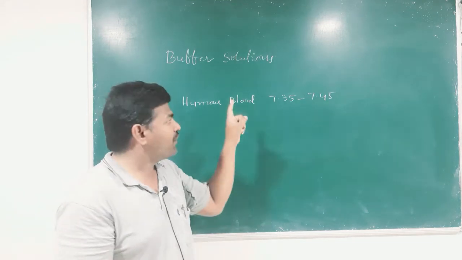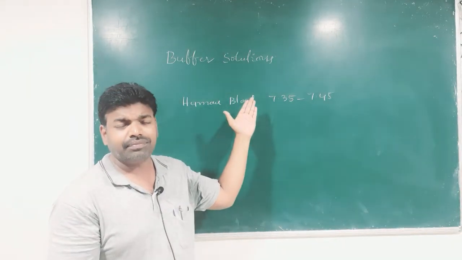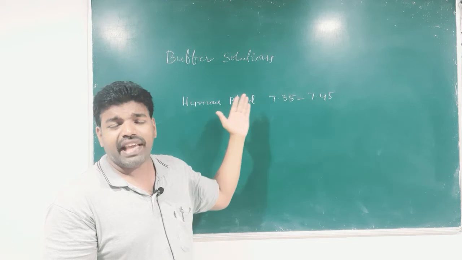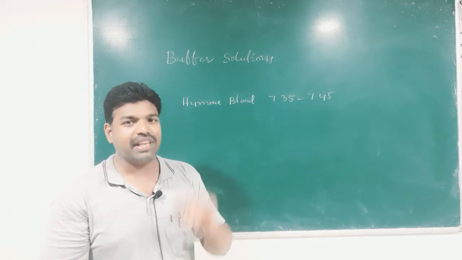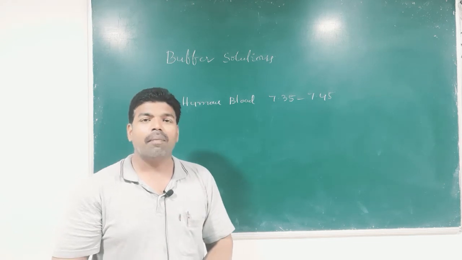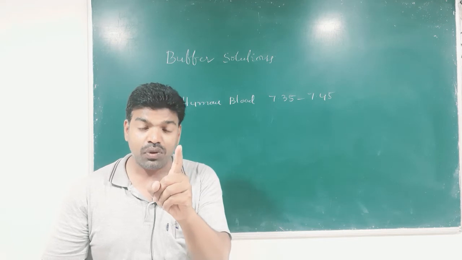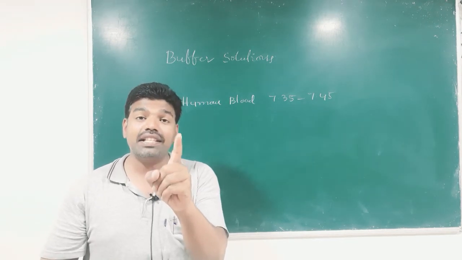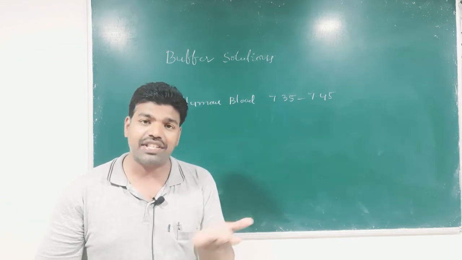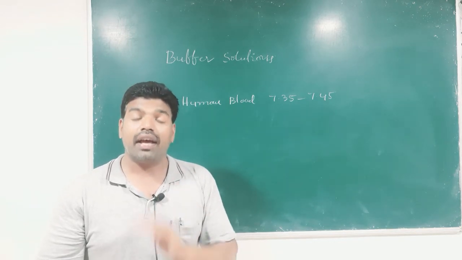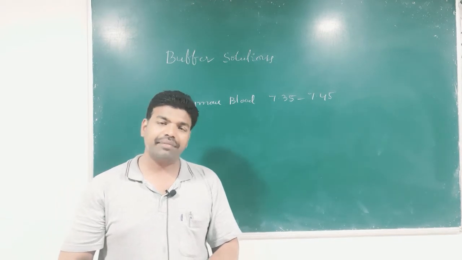So, in the case of human blood, the carbonic acid and bicarbonate anion buffer maintains that pH range. Therefore, a buffer solution is one which resists any change in pH on dilution or by addition of acid or by addition of base to it.